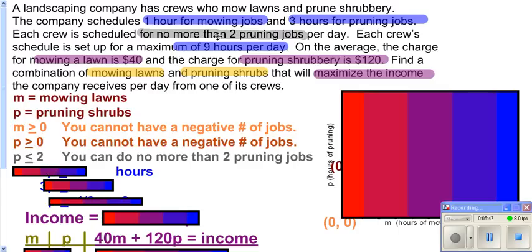Now, let's look up here. We know we have a maximum of 9 hours. So if we look at our hours, we know our hours has to be less than or equal to 9. Well, we know it's 1 hour for your mowing job and 3 hours for your pruning jobs. So we're going to have our 1 hour times the mowing jobs, that's our 1 times our M, plus you have to have your 3 hours times your P for your pruning jobs. And that has to be less than or equal to 9.